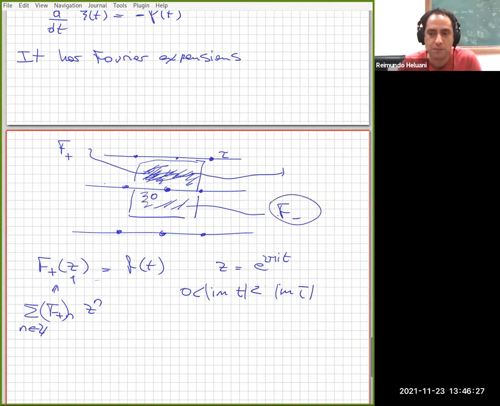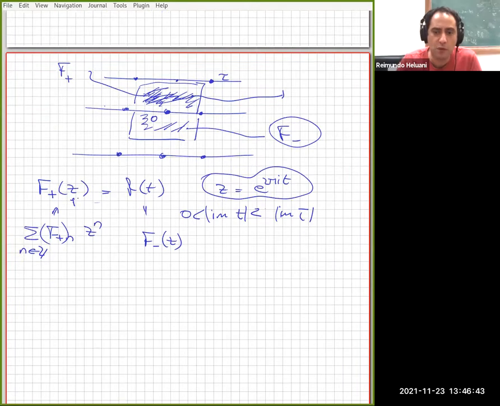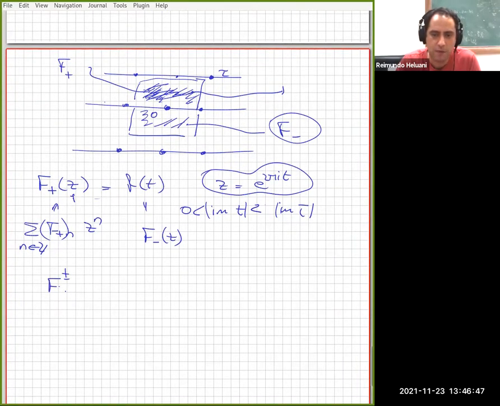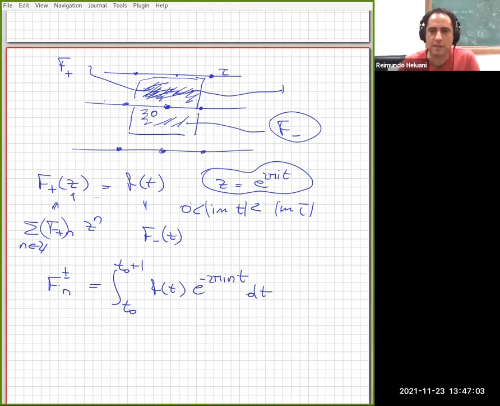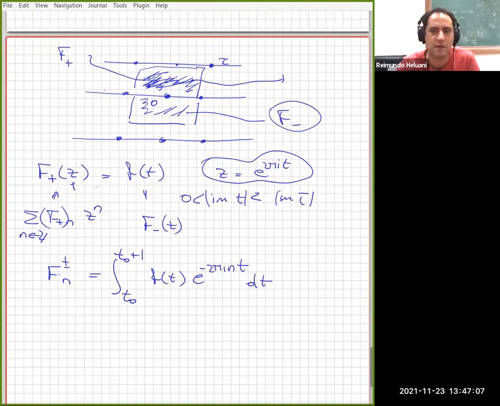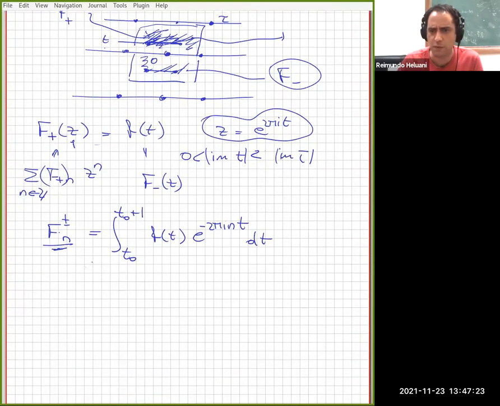And then we have another one, which is f minus, that satisfies the same equation, but in the other domain. So this is all subject to this identity. Explicitly, you compute those coefficients, f plus or minus sub n. By definition, this is an integral from t0 to t0 plus 1 of f of t e to the minus 2 pi i n t dt, where this path is, if t0 is just some element here, you just add 1 and you go horizontally in the plus domain or in the minus domain, and those integrals give you these coefficients. So that's how you compute this Fourier expansion.